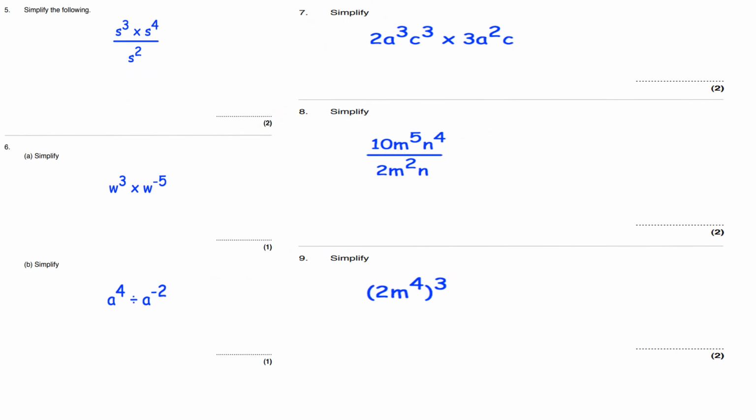Okay, this next one. Sorry that I've not done it in the right order, guys, but hopefully you can forgive me. I'm just going to add the powers and then divide by it. 3 plus 4 is going to be 7. So s to the power of 7 divided by s squared. 7 take 2 is going to be 5. So s to the power of 5.